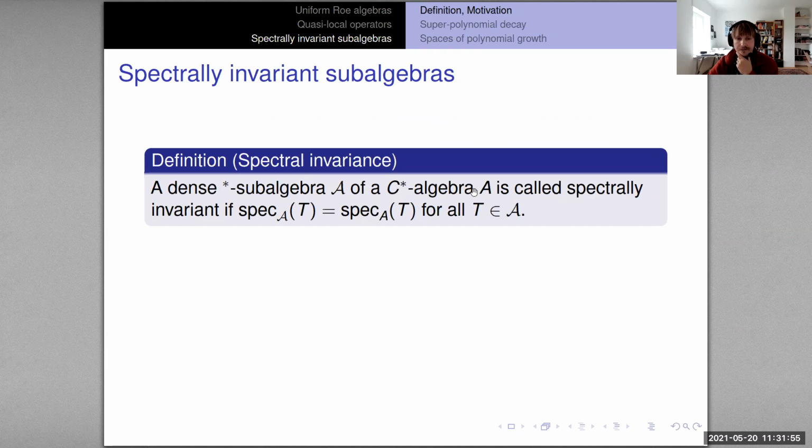So we have a C star algebra A, and we have a dense star algebra curly A in it, and we call it spectrally invariant if for all operators in your subalgebra, the spectrum, if you compute it in curly A, is the same as the spectrum if you would compute it in the C star algebra. So it just means that operators have the same spectrum. You don't have to go to the C star algebra to compute the spectrum.